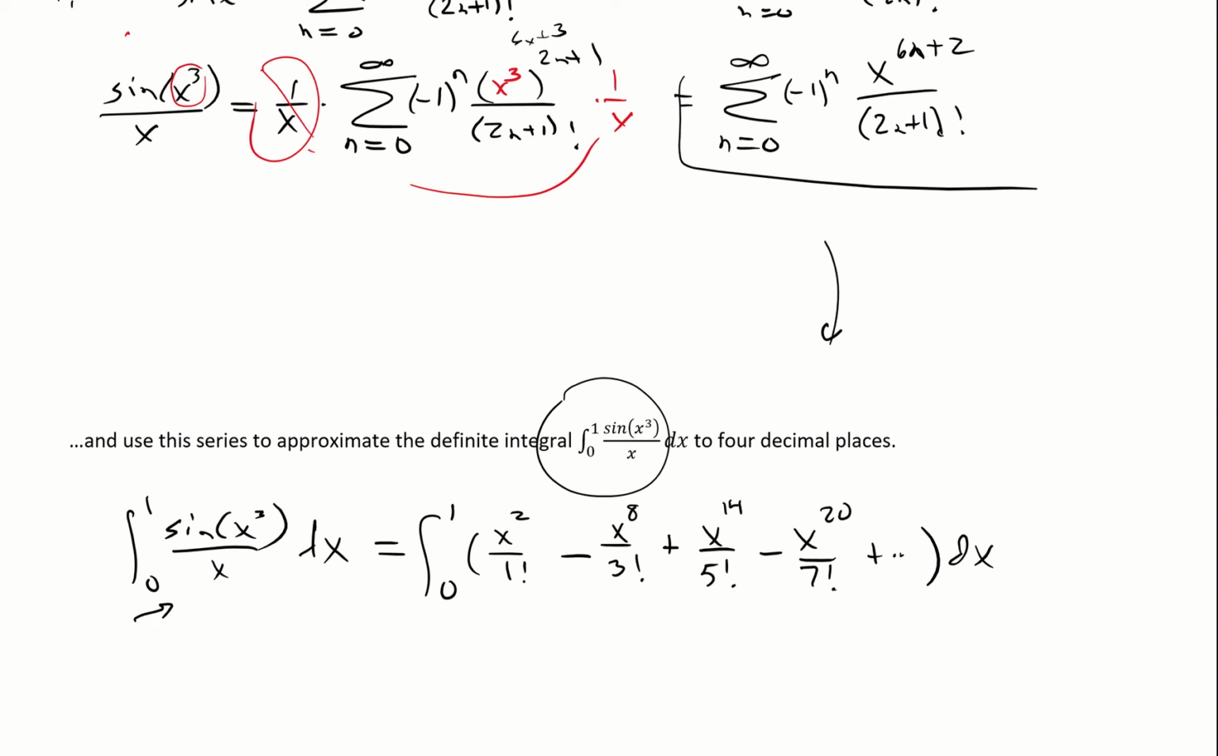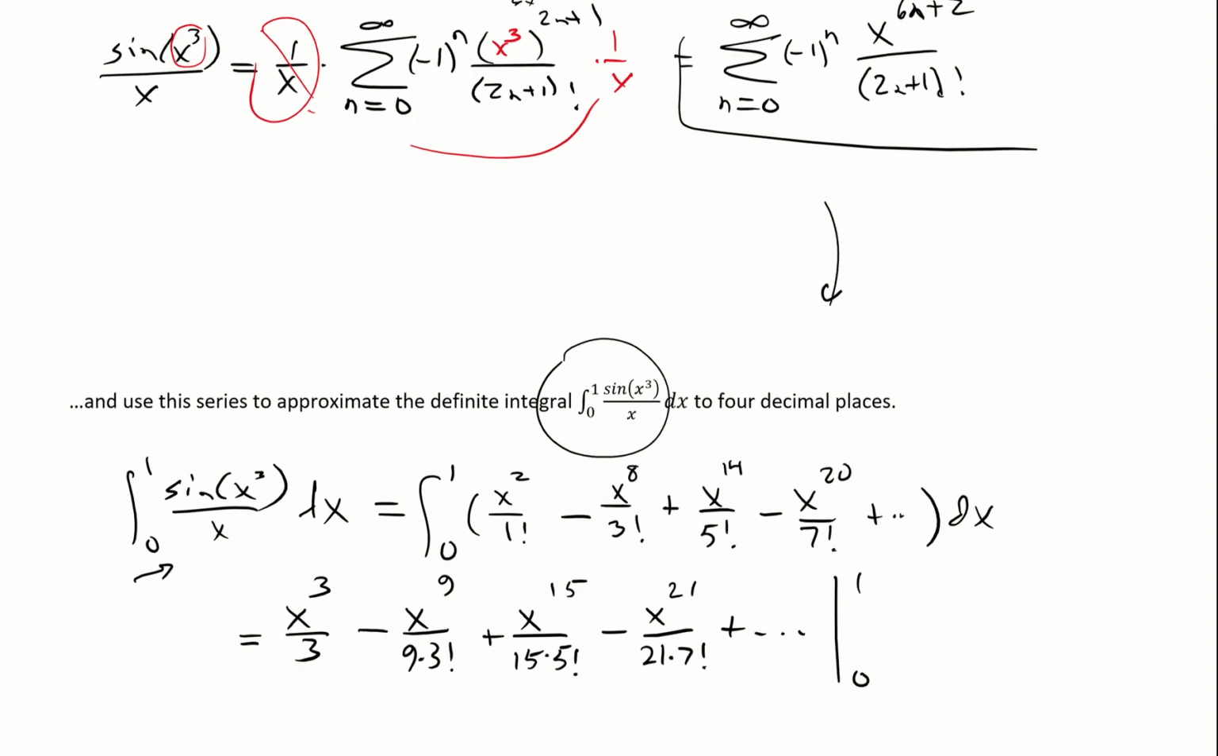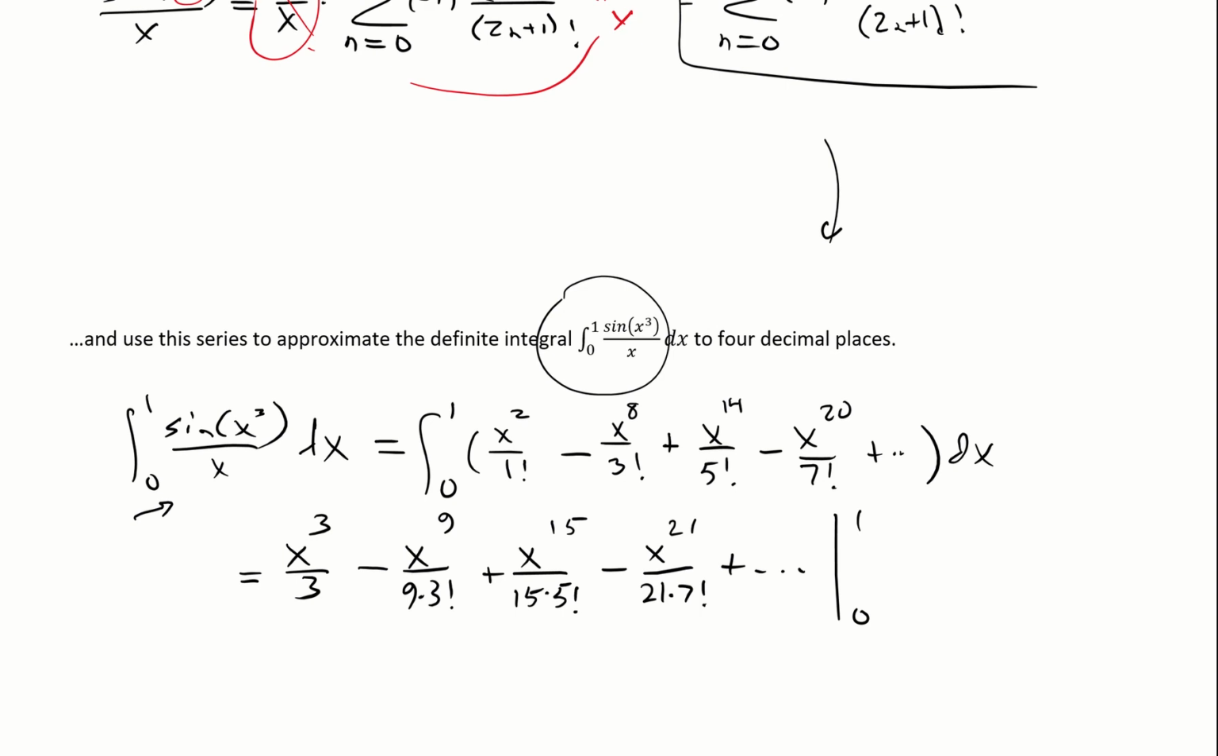Check my work. All right, so what we're getting, now here's the thing. We're going to integrate. So we're going to get x cubed over 3, minus x to the 9th over 9 times 3 factorial, plus x to the 15th over 15 times 5 factorial, minus x to the 21st over 21 times 7 factorial, plus, and keep going, and guess what? We're going to apply these limits.